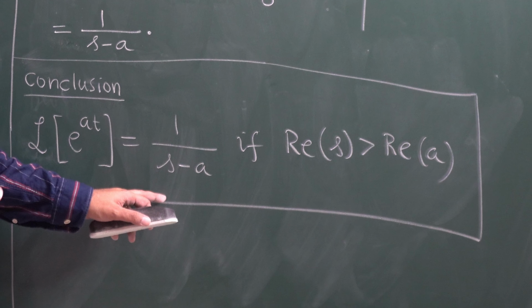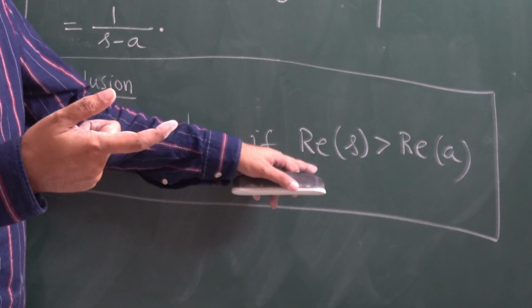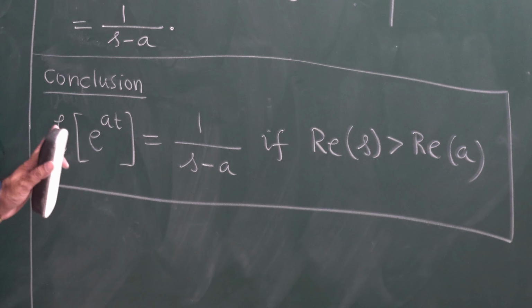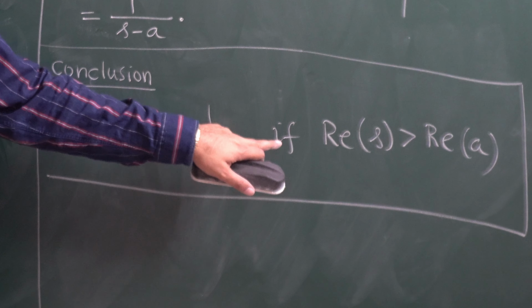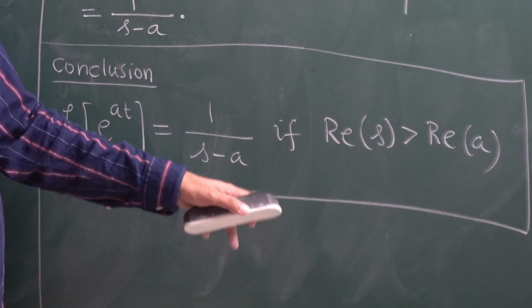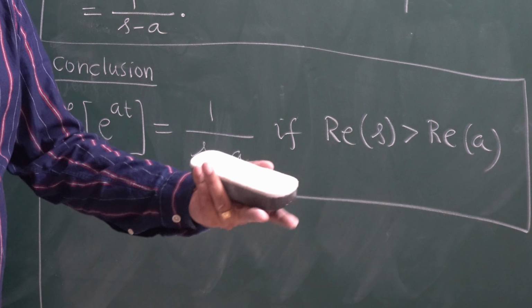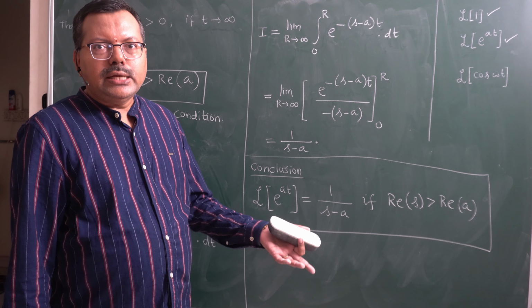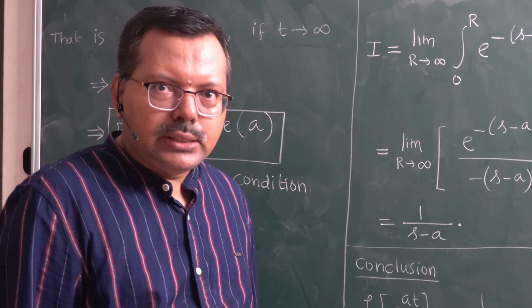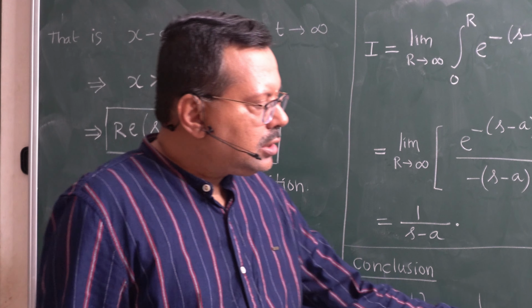So integration is 50% of the job. The remaining 50% of the job is this one, where you have to put the if condition. You can always ask the question, suppose the if condition fails, if the real part is not greater than the real part of a, what will happen? This expression is totally invalid, and then we say that the Laplace transform does not exist in that region. You can always draw the diagram.